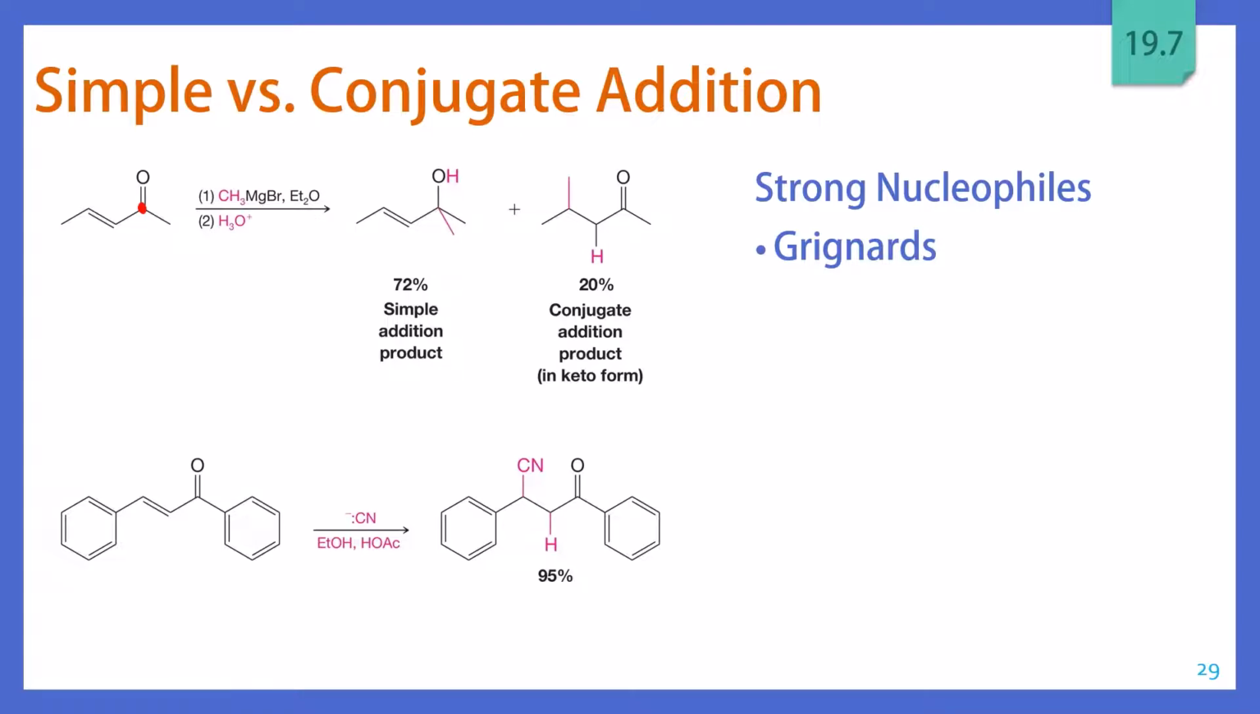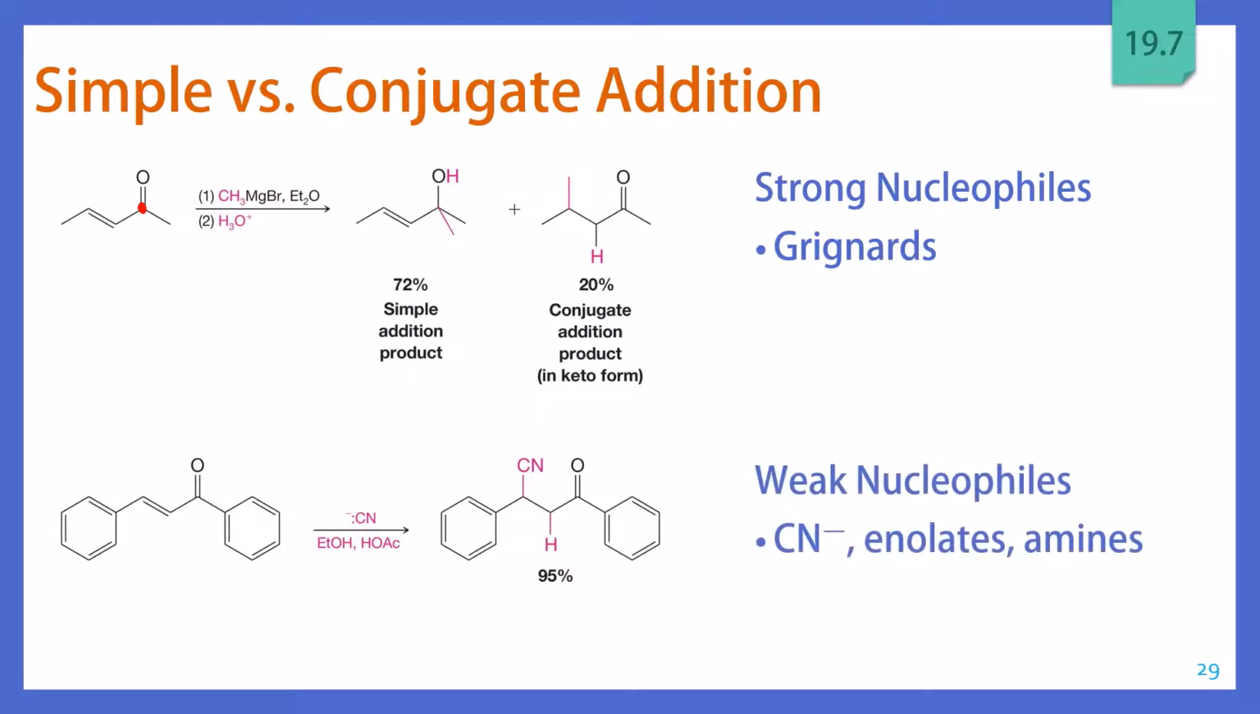But if you add in a weak nucleophile, such as cyanide, which is a good nucleophile but a weaker base, and therefore a weaker nucleophile than a Grignard, you're going to end up with mostly conjugate addition. So it's largely going to attack in the beta position. So this is going to be weak nucleophiles including cyanide, enolates, and amines. They are all going to add in the beta position.